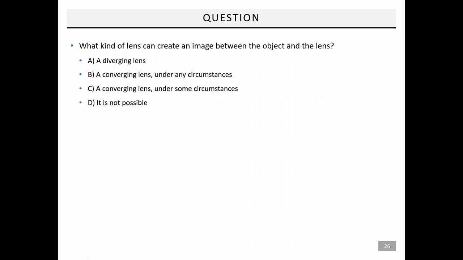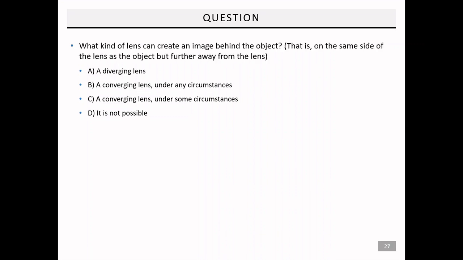This question just asks what kind of lens can create an image between the object and the lens. So this is something that we talked about a few slides ago, but you can also go back to the ray diagrams and check. I will leave that to you and give you one of the answers later. And this question is similar. What kind of lens can create an image behind the object? So on the same side of the lens as the object, but further away from the lens. Think about it, and I'll tell you later.